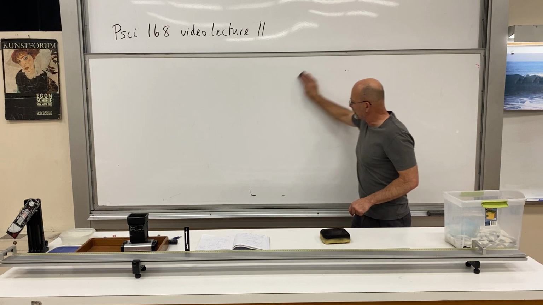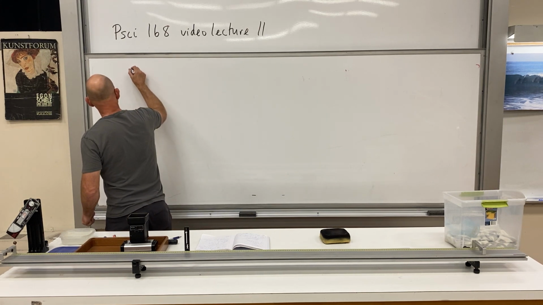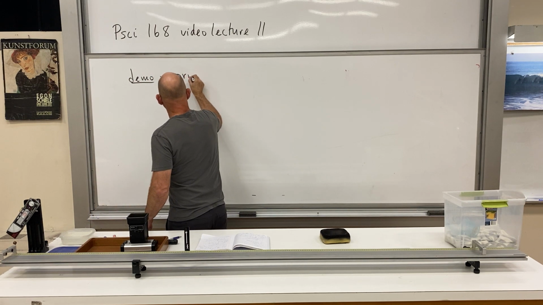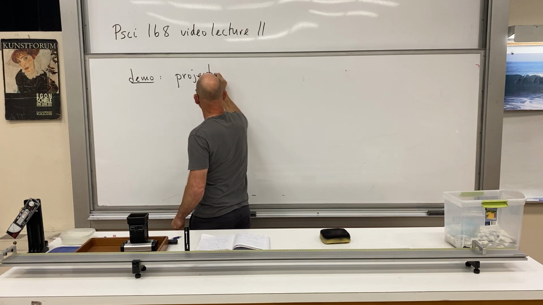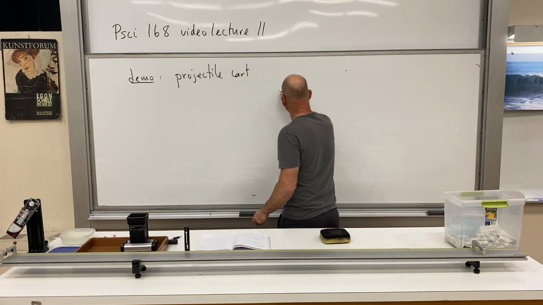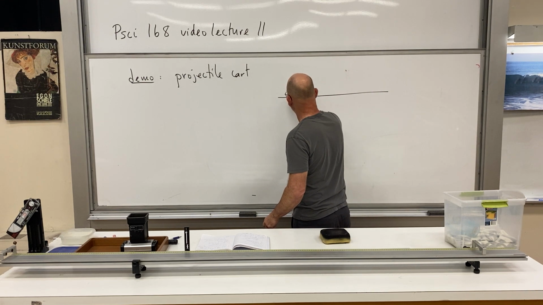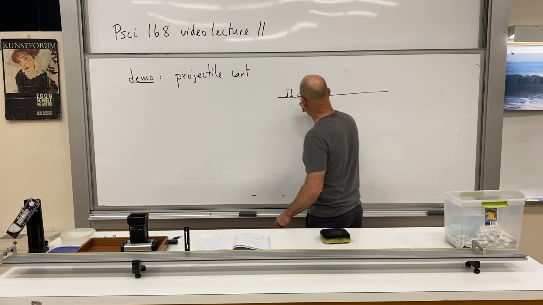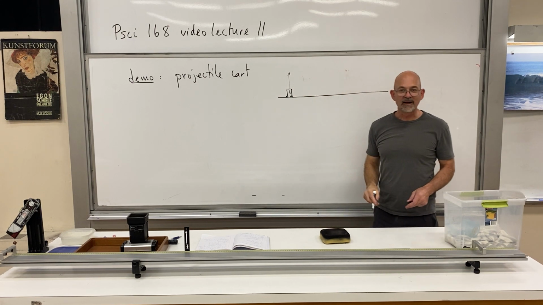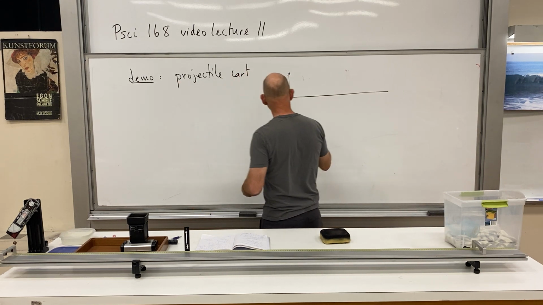So the name of this demonstration is called the projectile cart. Demo: projectile cart, and apparently here we are on a horizontal track. We have this cart here, and it's capable of throwing a ball straight up in the air. That's all this cart could do, throw the ball straight up in the air.